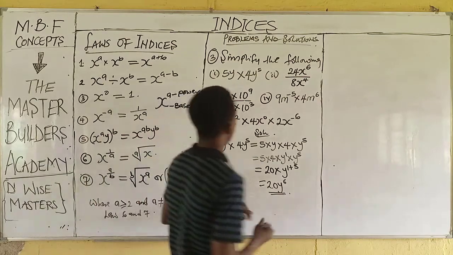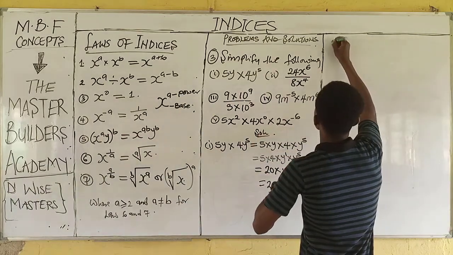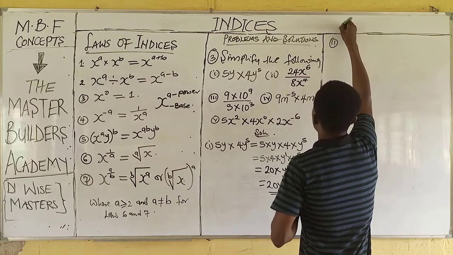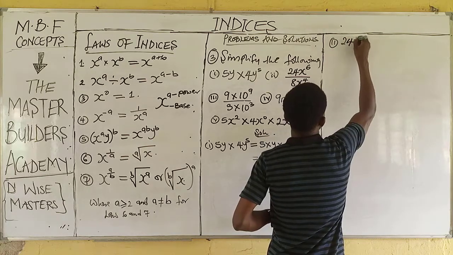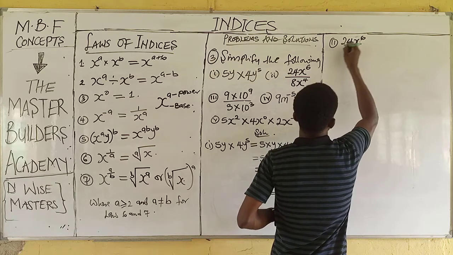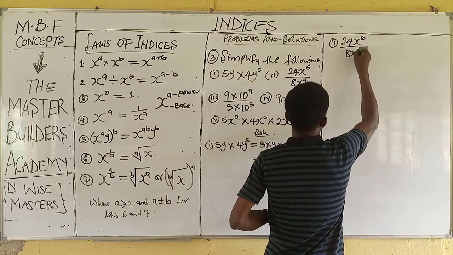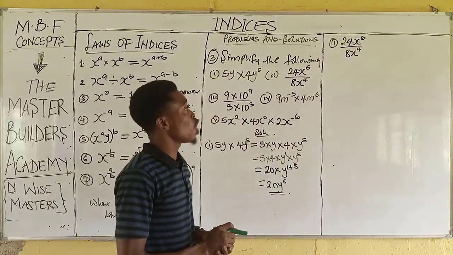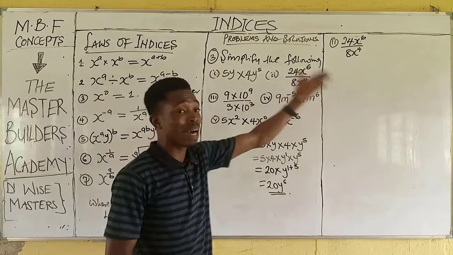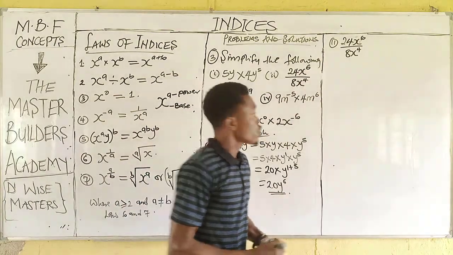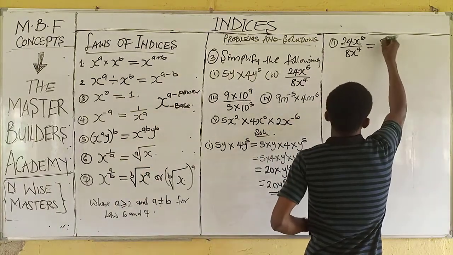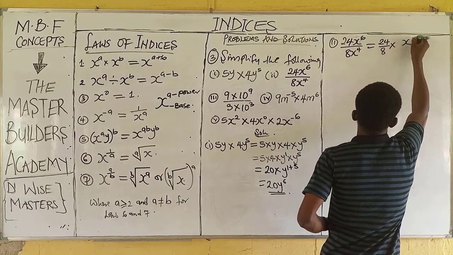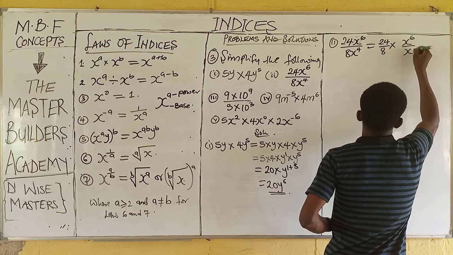Okay? Now we move down to this other guy, which is Roman figure 2. And we have this to be 24x raised to the power 6 all over 8x raised to the power of 4. Now the first thing we will quickly do also is to separate the numbers from the letters. So we can have this as 24 over 8 multiplied by x raised to the power 6 over x raised to the power 4.